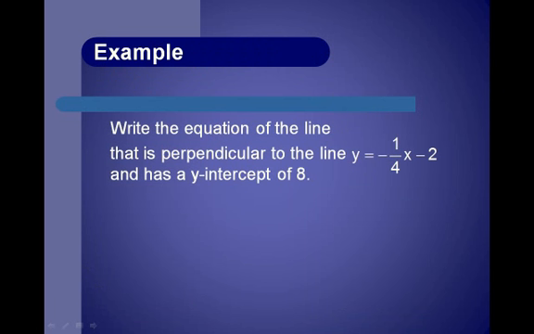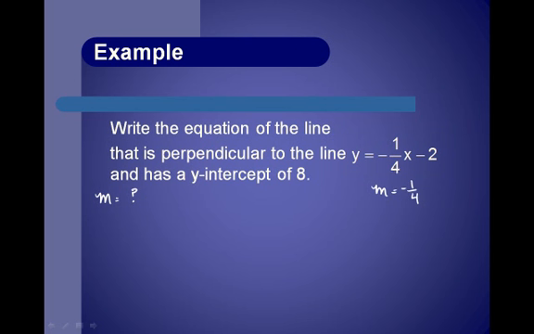For example, write the equation of the line that is perpendicular to the line y equals negative 1/4 x minus 2 and has a y-intercept of 8. Well, going back to our point-slope and slope-intercept form, either way we go, we need to find a slope. Well, for this line, it's in y equals mx plus b form. So this line has a slope of negative 1/4.